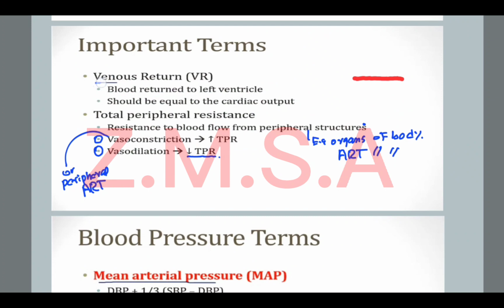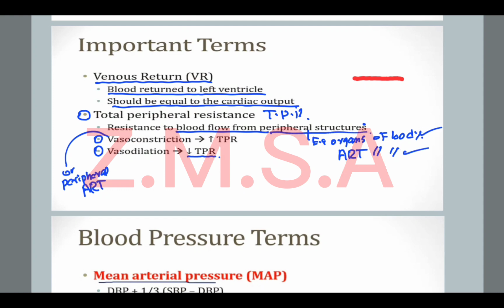Next important term is venous return. Venous return is the blood returning to the heart. Venous return should be equal to the cardiac output. And a most important term is total peripheral resistance, TPR. TPR is the resistance to blood flow from peripheral structures, for example organs and arteries of the body. And these are the two important points. Vasoconstriction or peripheral artery constriction leads to increased TPR, total peripheral resistance, and vasodilators, for example nitrates and nitroglycerin, decrease the TPR.